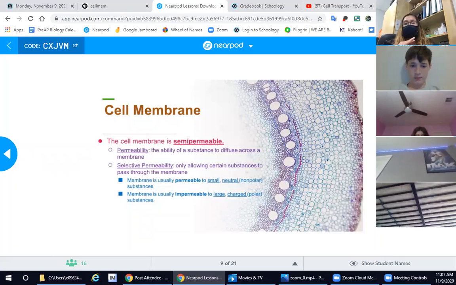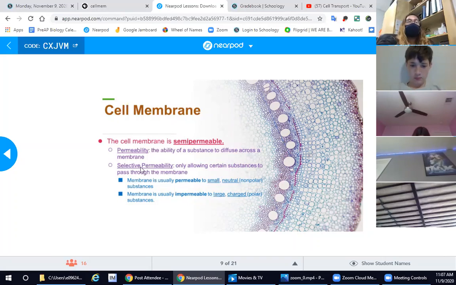If it has already enough sugars, enough calcium, enough potassium, it's not going to let anything else go inside of it. If it needs more sodium, if it needs more salt, if it needs more sugar, it's going to let those things in as it needs it. That's why we call it semi-permeable.